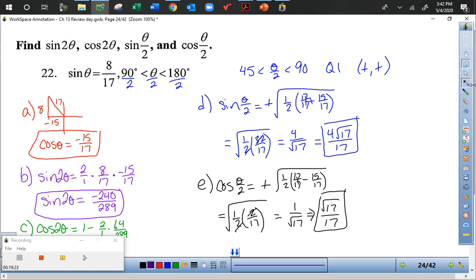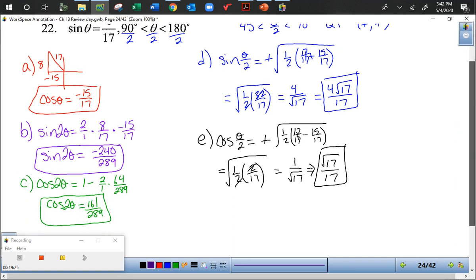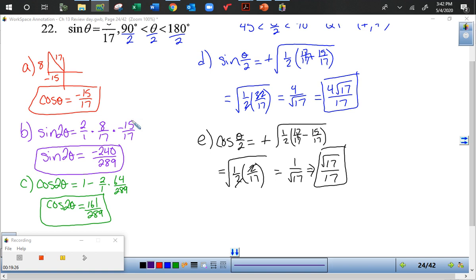All right, we already talked about A, so I'm going to skip to B. That just takes 2 times the sine times the cosine. You want to look if you can cross-reduce here at all, but in this case you can't, which means you won't have to simplify that fraction when you're done, so that's good news.